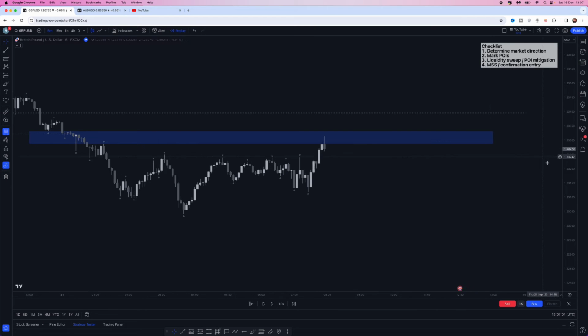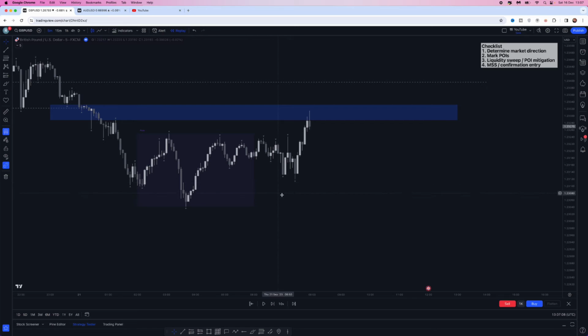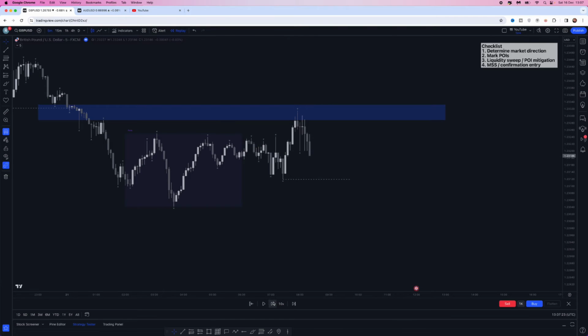So dropping onto the 5 minute, right, what we're looking for is a market structure shift. So for me at the moment in time, the market structure shift low would be this one right here. So until this low gets taken out, we're not looking to trade. Let me just delete this and clean up the charts a little bit. So we're now looking for this low to be taken.